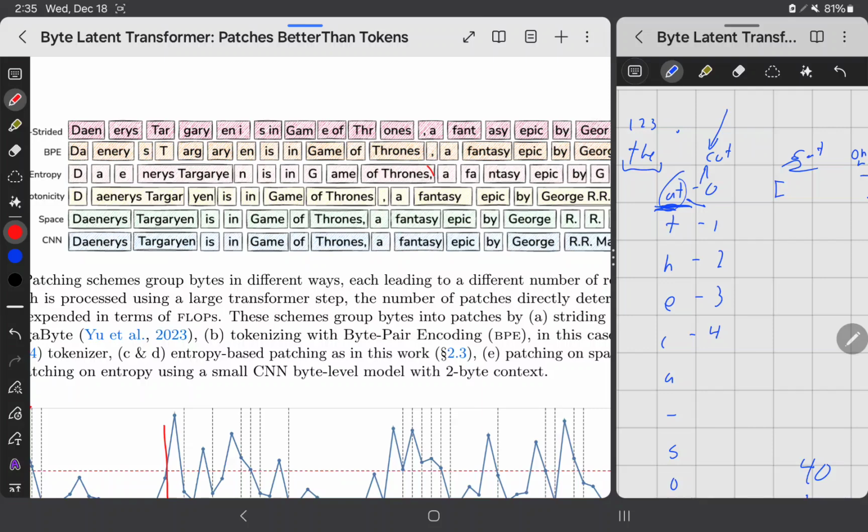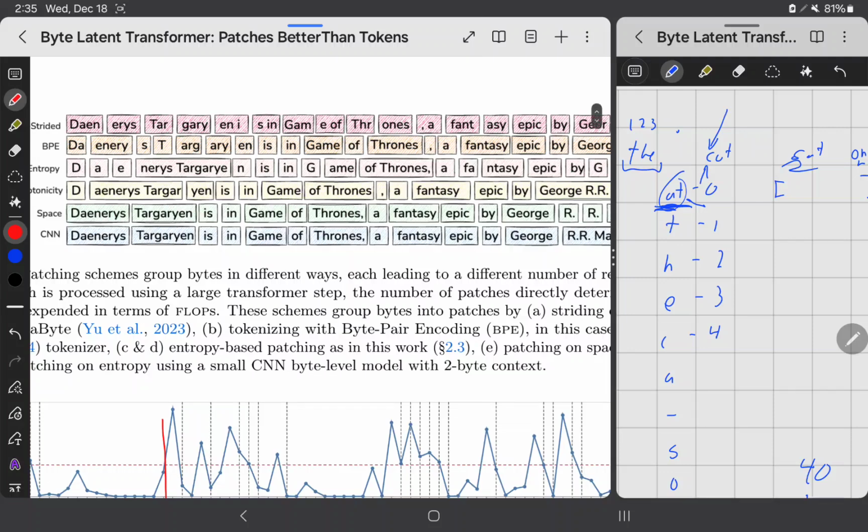You don't need that much compute to predict these bytes. So they can just go in the same byte, or the same token rather. So just kind of batch them together.